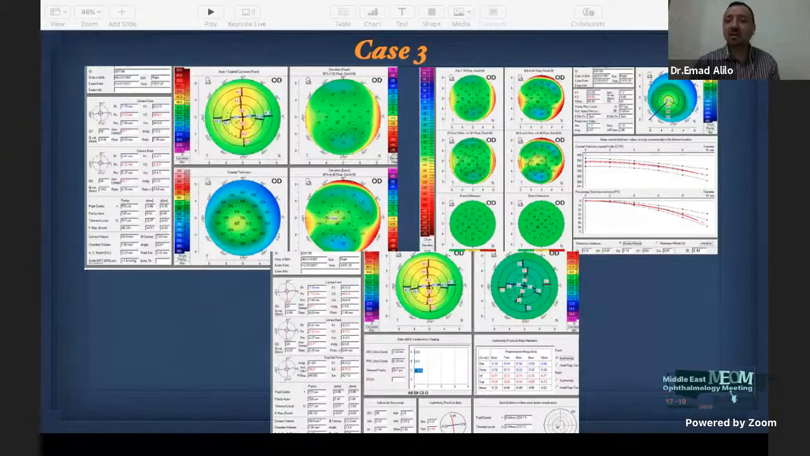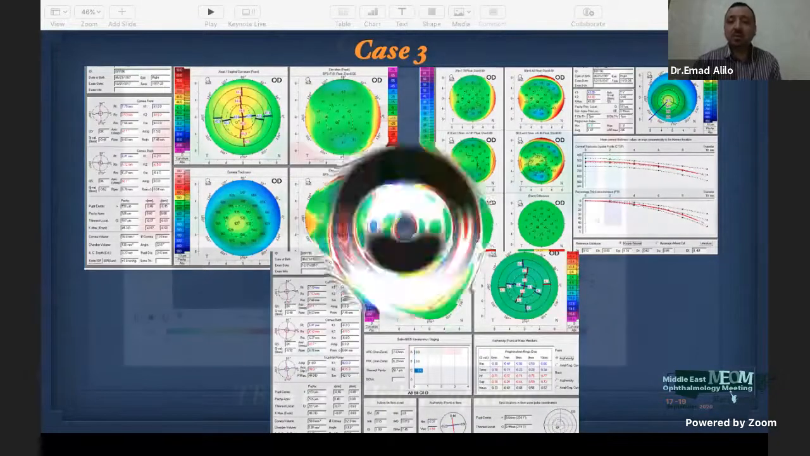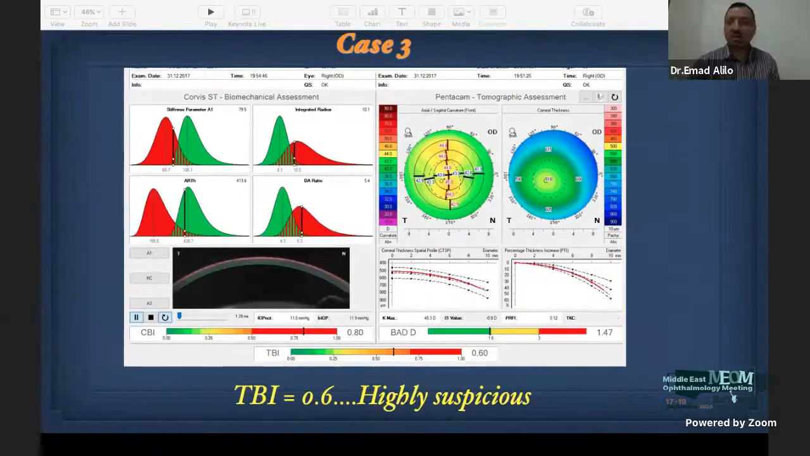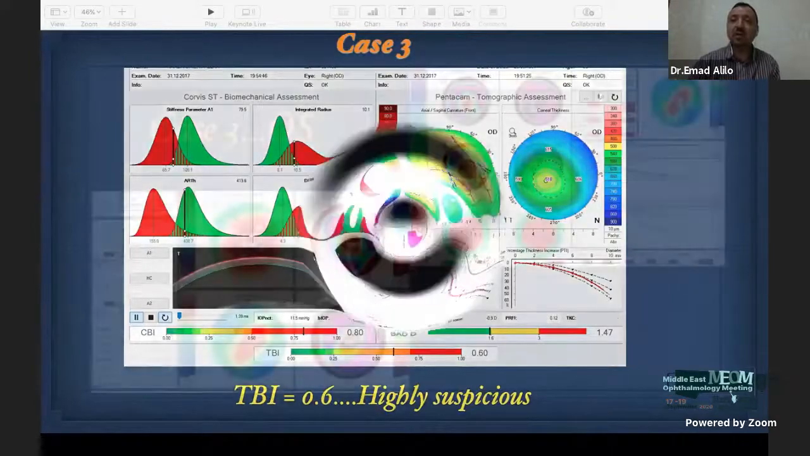You can see the normal Belin Ambrosio, a totally normal cornea. But when we do the Corvis, it is really a high-risk case. TBI is 0.6, and we validate our measurement by looking at the other eye.